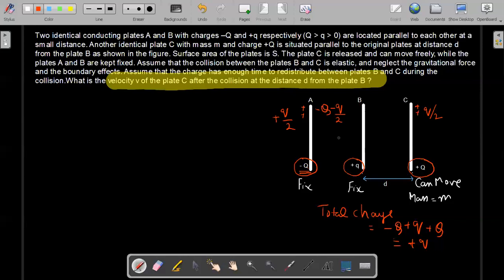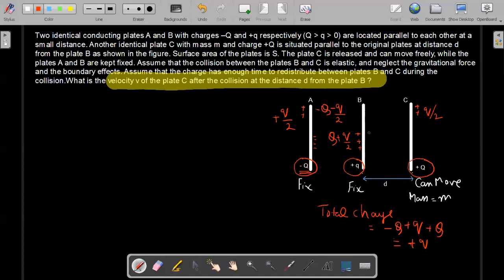There is one more concept: charges on the facing surfaces are always equal in magnitude and opposite in nature. So whatever charge is on the right side of plate A, the same value of charge with a positive sign will be on the left side of plate B. So the charge on the left side of plate B has to be plus capital Q plus small q by 2.